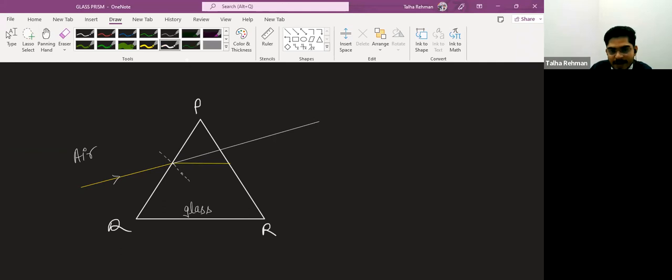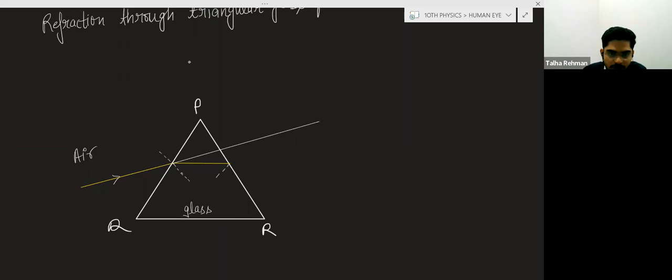Okay, now at this point there will be the refraction. This is the normal, suppose. So now you can see here, this is the glass and this is the light ray. From this point, the light ray is entering into the air again from the glass. So glass is denser and air is rarer. So the light ray is moving from glass to air. Then it will bend away from the normal.